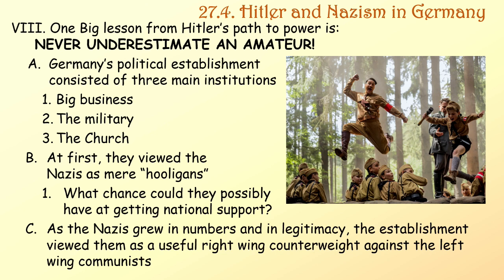One big lesson from Hitler's path to power is never underestimate an amateur. Germany's political establishment consisted of 3 main institutions: big business, the military, and the church. At first, they viewed the Nazis as mere hooligans. What chance could they possibly have at getting national support? As the Nazis grew in numbers and in legitimacy, the establishment viewed them as a useful right-wing counterweight against the left-wing communists.